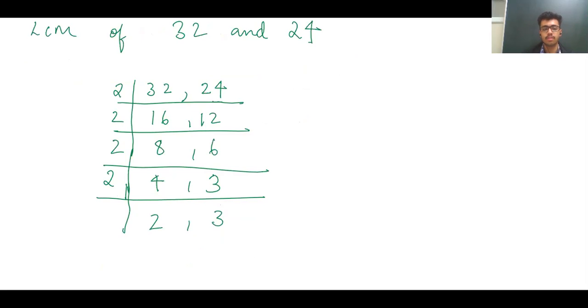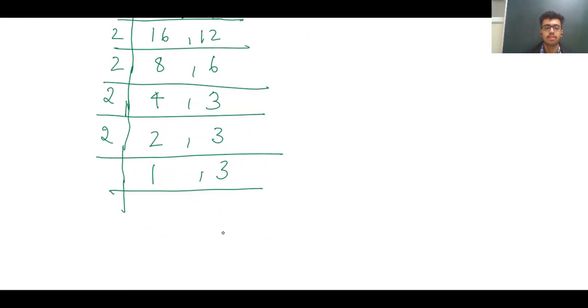Okay. Then again if I divide by 2? 1 and 3. 2 divided by 2 is 1. Again I cannot divide by 2, so I'm keeping it as 3. Now I need to get 1 on both sides. So what do I divide it by? I'm going to divide it by 3. Okay, so then I'm left with 1 and 1. Now this finishes the process. Okay, so till you get all the numbers as 1, you have to keep dividing them.